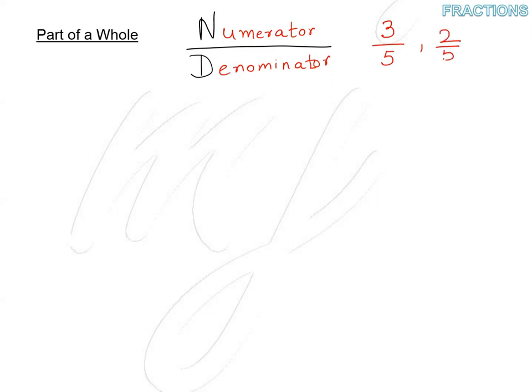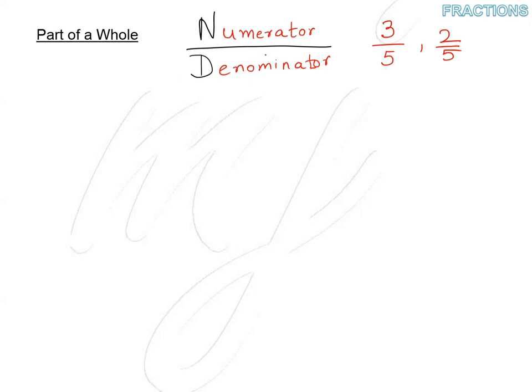Okay. Now a fraction is denoted by a numerator and a denominator. So in the numerator we can have a whole number, or we can have any natural number like a 3, and a denominator with a 5, or 2 upon 5. These are fractions. Okay. Now coming to part of a whole, what does this mean?